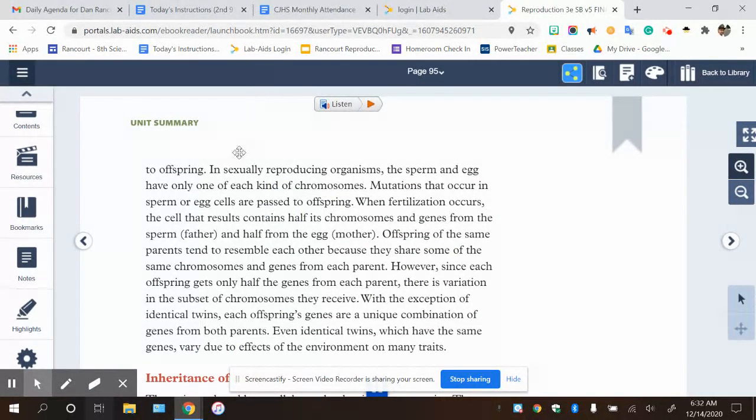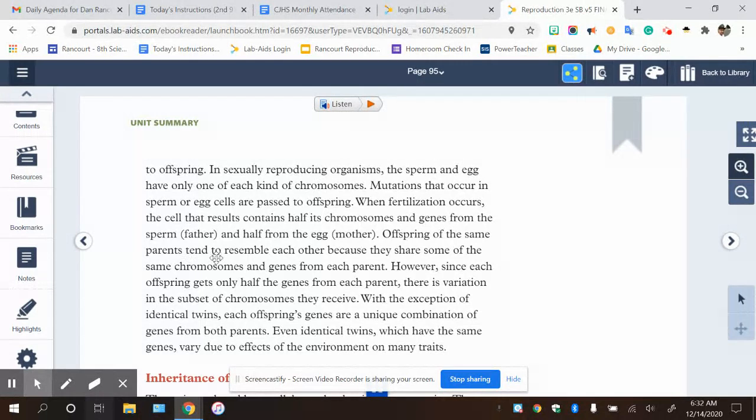to the offspring. In sexually reproducing organisms, the sperm and egg have only one kind of chromosomes. Mutations that occur in sperm or egg cells are passed to offspring. When fertilization occurs, the cell that results contains half its chromosomes and genes from the sperm, or the father, and half from the egg, or the mother.